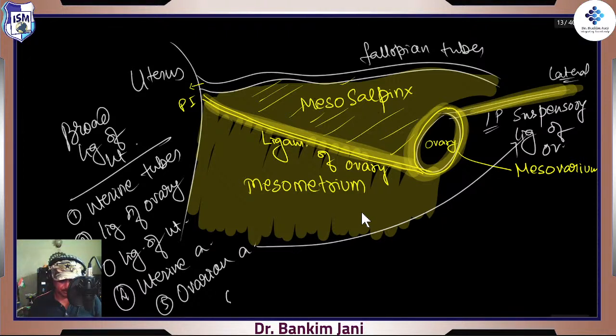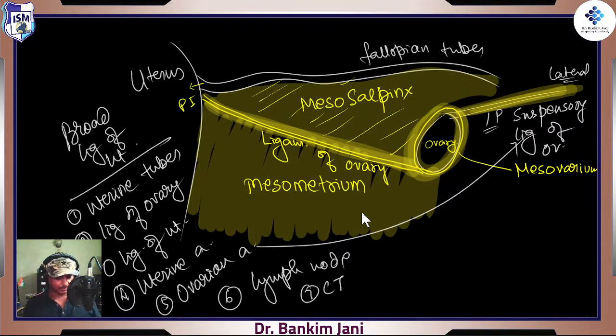Then the rest of the structures are easy. They are just lymphatics, a few lymph nodes and connective tissue, which is okay. The main ones are these: uterine tubes, ligament of ovary, round ligament of uterus, uterine artery, ovarian artery, lymph nodes. But did we miss something? So let's write it. Is something missed? No, actually nothing. Uterine tubes, ligament of ovary, round ligament, uterine artery, ovarian artery, almost everything is there. Everything is there.